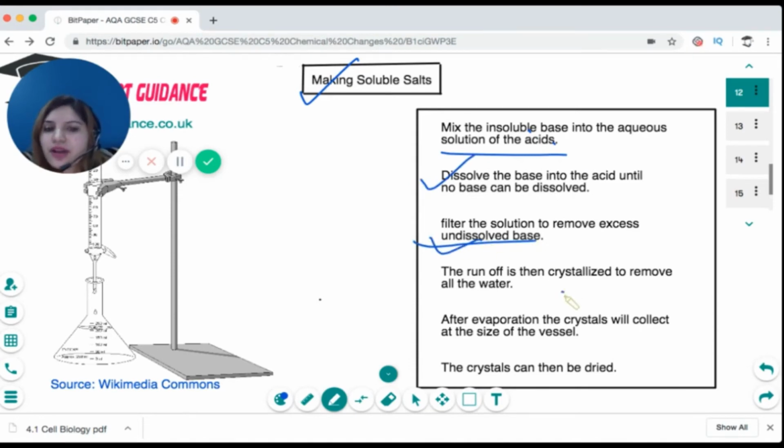The runoff will be your salt with water. Then you crystallize that solution. All the water will evaporate and the crystals of your salt will be left. Or you can determine the exact quantities of acids and base by a titration setup. You will get salt and you can do crystallization to get the soluble salts. You must have done copper sulfate crystals. This is how it works.